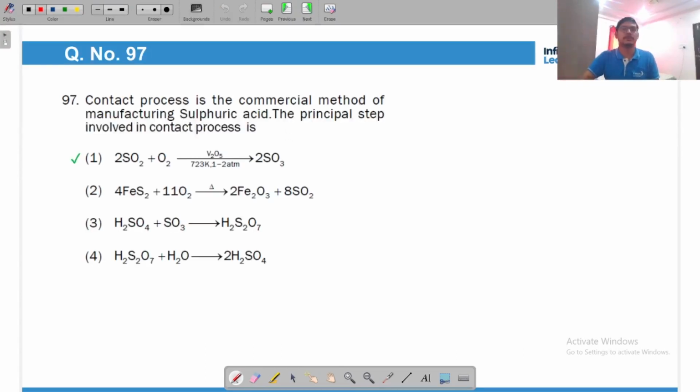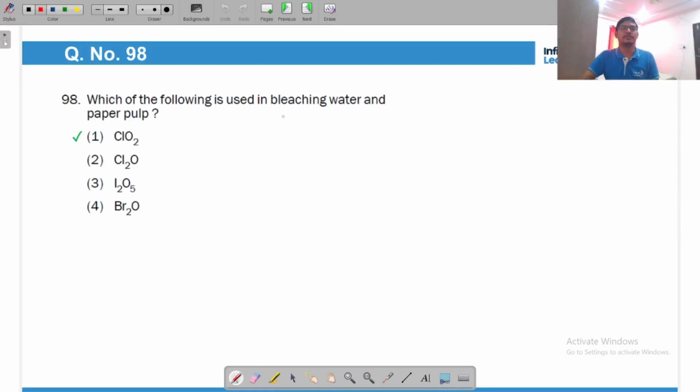Contact process, the commercial method of manufacturing H2SO4. The principal step is of course this catalytic oxidation of SO2 to SO3. Which of the following is used in bleaching? Again, factual. CaO2 is used in bleaching water and paper pulp.